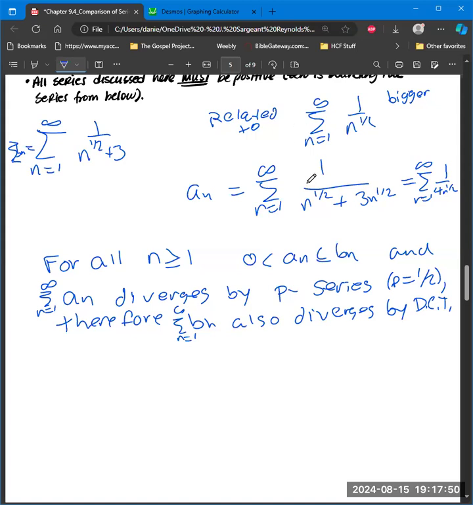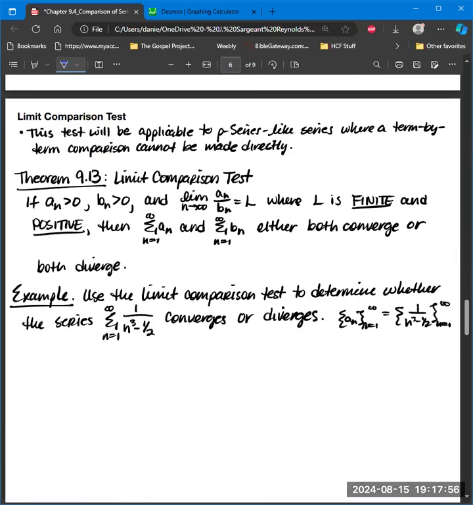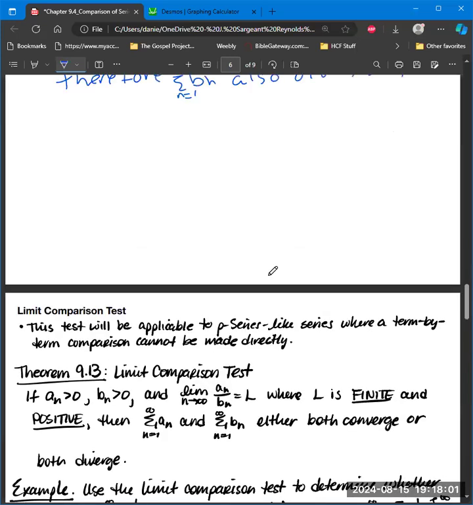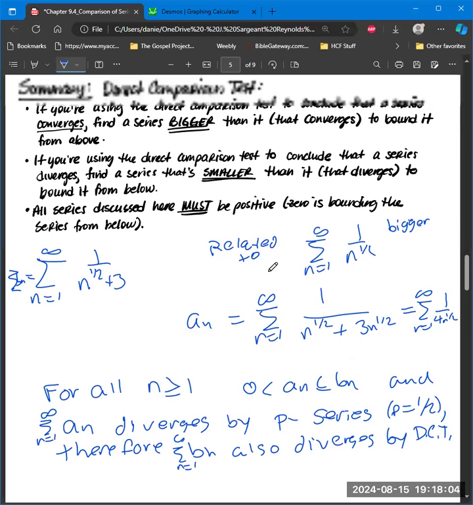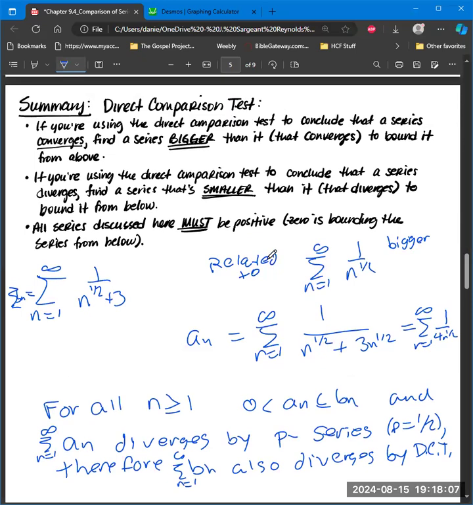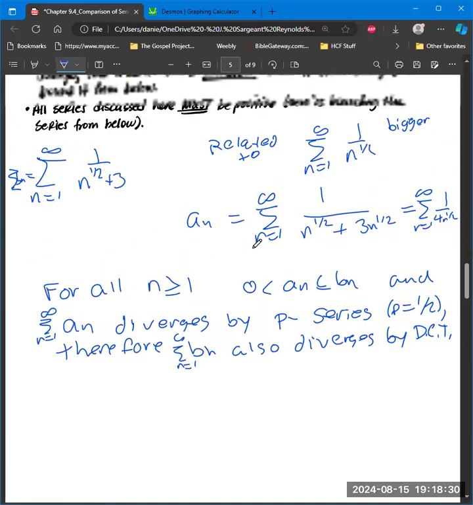To me, that's how easy it should be to use the direct comparison test, that we're either going to remove terms like we did the first time or bring terms up to match the power. So that would be what I would do in that case. Let's go back to our summary here. If you're using the direct comparison test to conclude that a series converges, make sure you choose a bigger series that also converges, that bounds it from above. If you're using the direct comparison test to conclude that a series diverges, find a series that's smaller, that diverges and bounds it below. All series discussed must be positive.